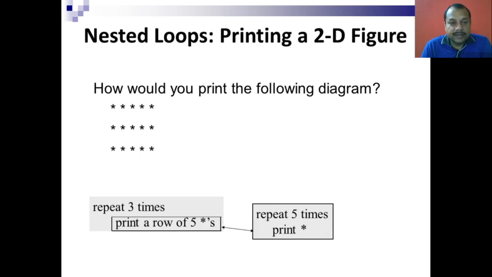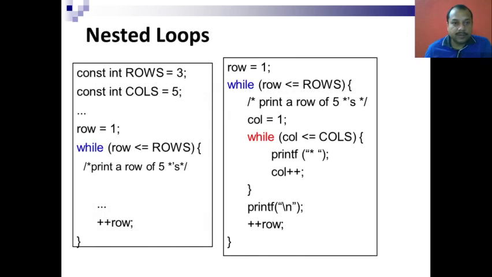Clearly you can see that it is in a matrix format where there are 3 rows and 5 columns. So you can consider that first I have to repeat 3 times in order to print 3 rows, and inside each row I have to repeat 5 times in order to print 5 stars. And you are absolutely right about that. For that, what will be the program?